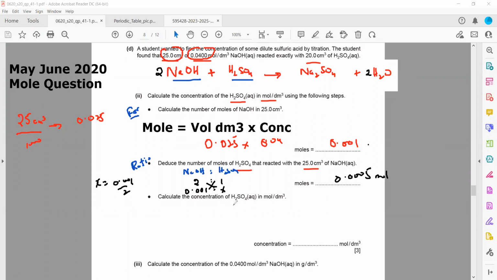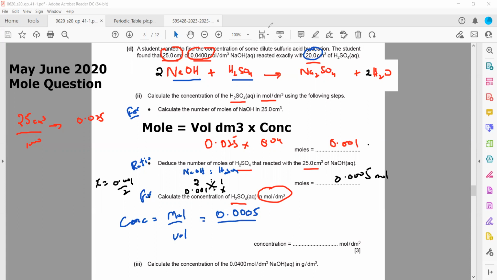Then we need the concentration of sulfuric acid in mol/dm³. To get the concentration, again, we will use a formula. The same formula which we used for the first part: moles equal concentration into volume. So if we need concentration, it will be moles divided by volume. It's the same formula, but our subject is now concentration. That's why it is moles by volume. The moles of sulfuric acid used in this experiment, 0.0005, divided by the volume of sulfuric acid used, 20 cm³.